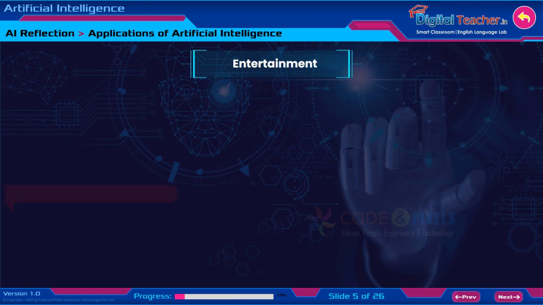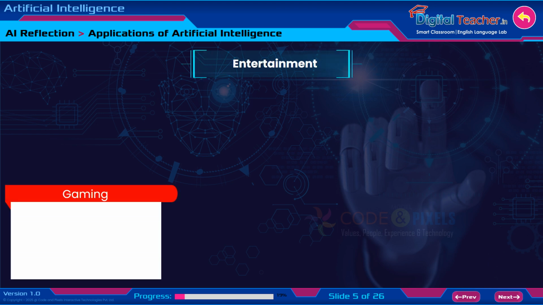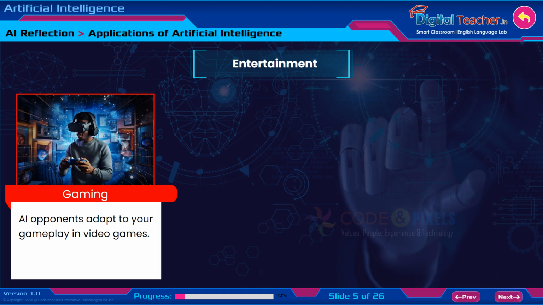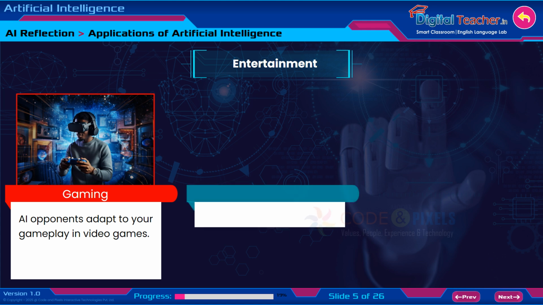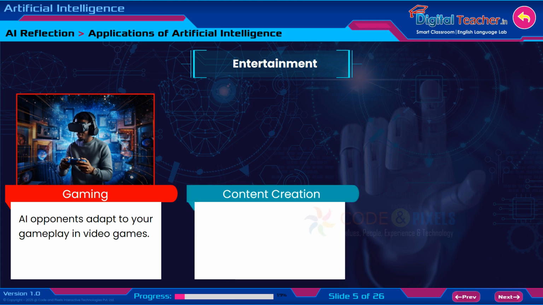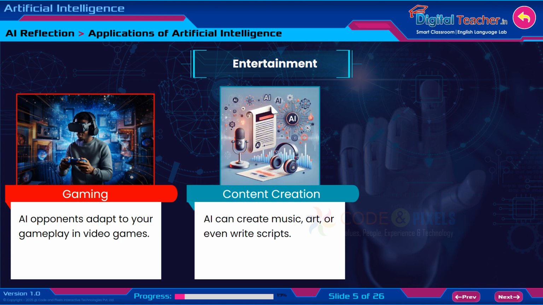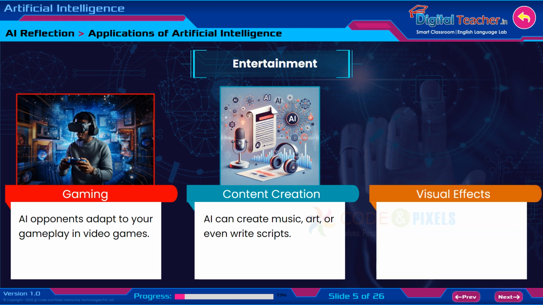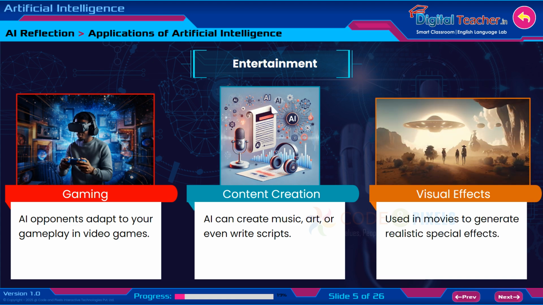Entertainment. Gaming. Artificial intelligence opponents adapt to your gameplay in video games. Content creation. Artificial intelligence can create music, art, or even write scripts. Visual effects. Used in movies to generate realistic special effects.